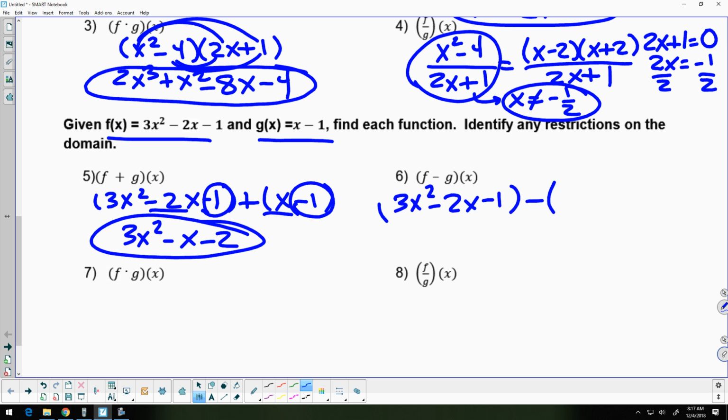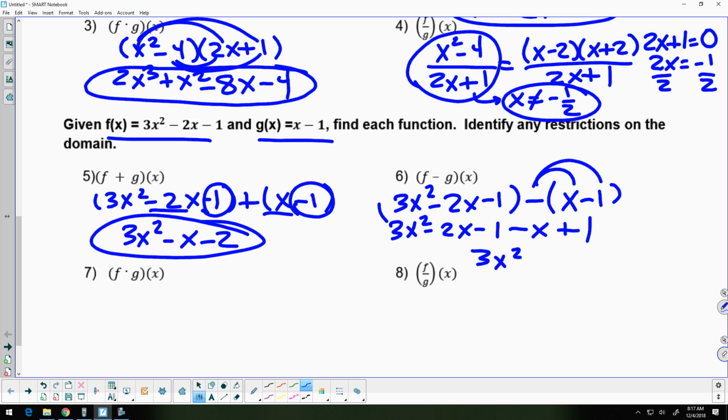So now subtracting, we got 3x squared minus 2x minus 1. We're subtracting from it all of g, which is x minus 1. Again, distribute. So 3x squared minus 2x minus 1 minus x plus 1. So combining like terms, we get 3x squared. This would be a minus 3x. And then negative 1 plus 1, those actually cancel. So my answer would just be 3x squared minus 3x.